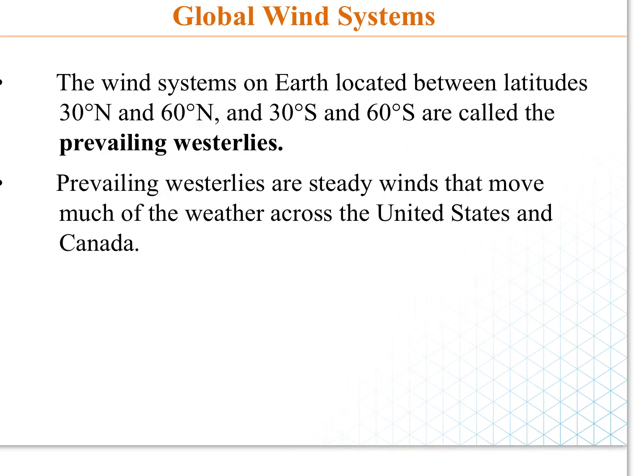All right, now, when we talk about prevailing westerly winds, we're talking from 30 to 60 degrees north latitude. This is going to be the primary source of U.S. weather. All right, so steady winds that move much of the weather across the United States and Canada. It's a pretty big deal.